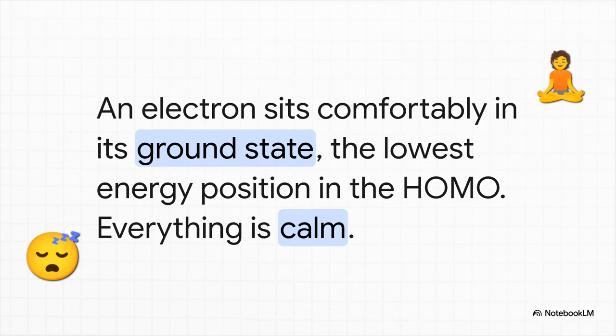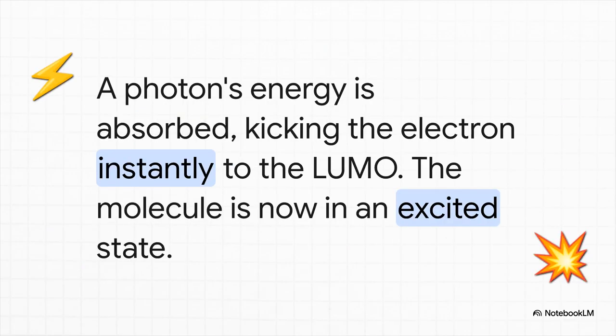Before any light shows up, you've got this picture. The electron is just chilling in its ground state, its happiest, most stable, lowest energy position, right there in the HOMO. Everything is calm and stable. Then, bam, a photon with the perfect amount of energy arrives. It gets absorbed, and all its energy is dumped directly into that electron, which instantly, and I mean instantly, leaps up to the LUMO. It's now in what we call an excited state. And again, the key is that the photon's energy has to be a perfect match for that energy gap.